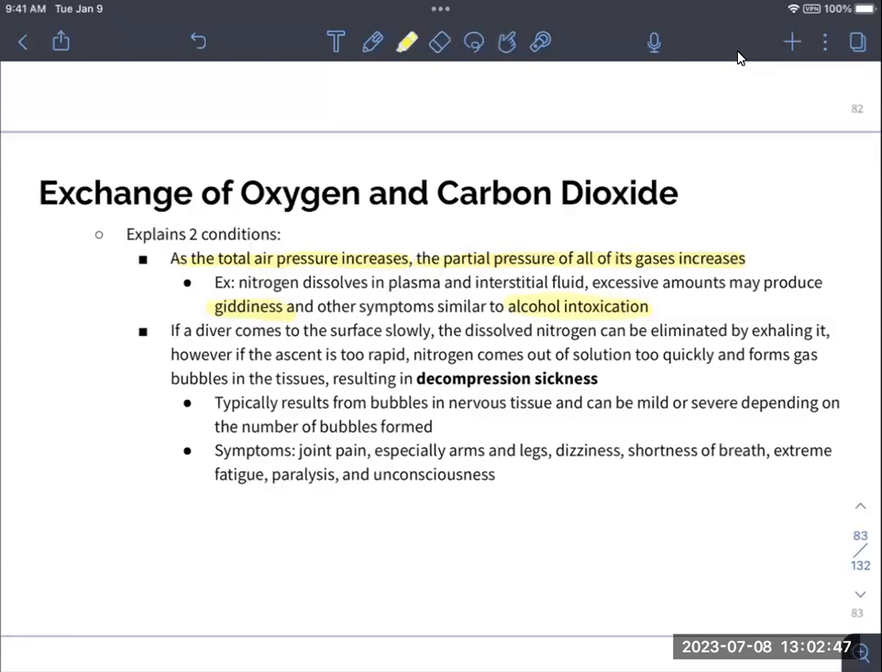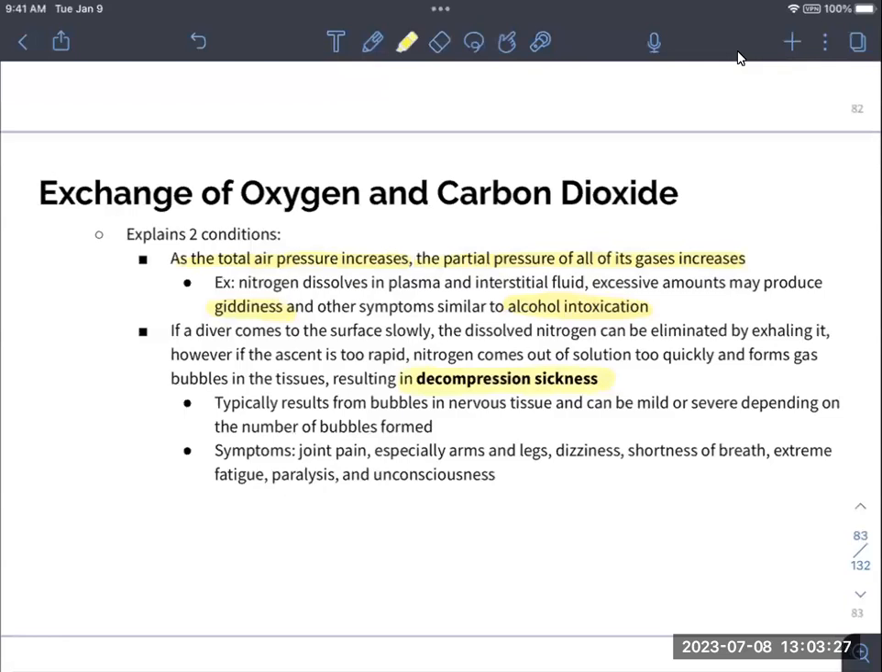So if a diver comes to the surface slowly, that nitrogen that's dissolved in our blood plasma, we can eliminate it by breathing out. If you ascend too quickly, nitrogen actually comes out of that solution and it starts to form gas bubbles in our tissues. And this is what gives that decompression sickness.